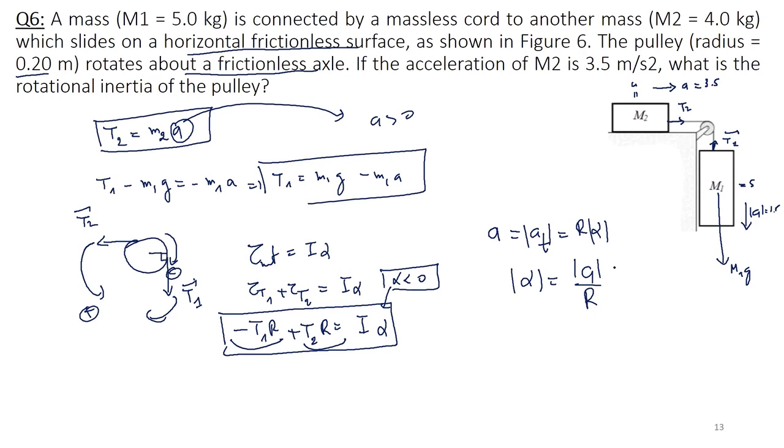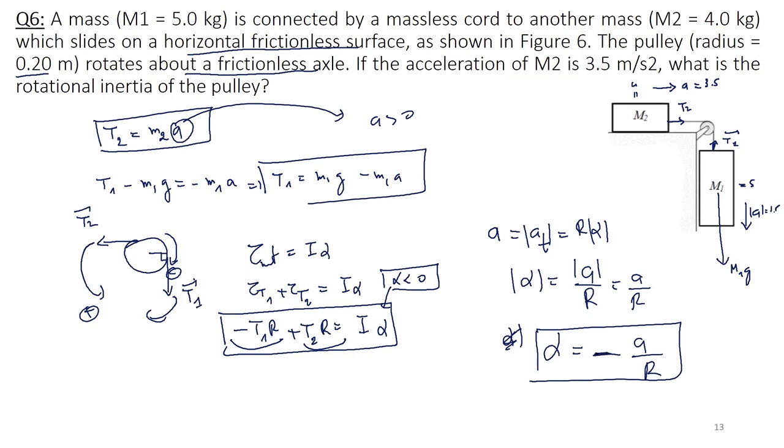But in reality, since I know that A is positive and I know that alpha is negative, alpha should be minus A divided by R. Okay? So this is where the minus is coming from, because I know that for real, alpha is negative and A is positive. So alpha should be minus A divided by R. If I want to avoid this minus, what I have to say is let's keep it as it is.